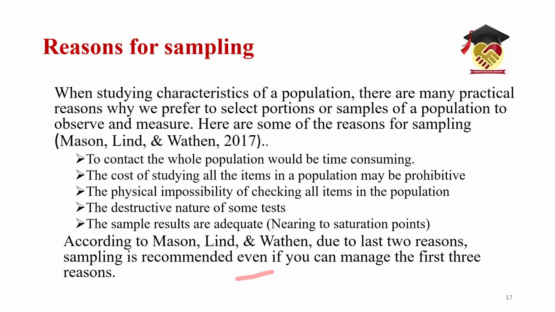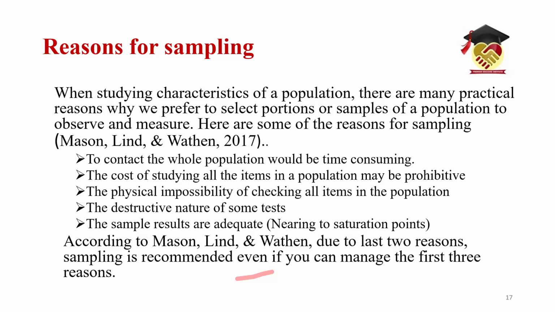But remember, my dear professionals, numbers 4 and 5 are the most important. According to Mason, Lind, and Watern 2017, this is very new, right? I guarantee you, if you check in Google, you will not get this result. You will get the first three, but you are not getting the last two. Number 4 is the destructive nature of some tests. What do you mean by destructive? Assume that you have the money, assume that you have the time, assume that you can reach everybody.